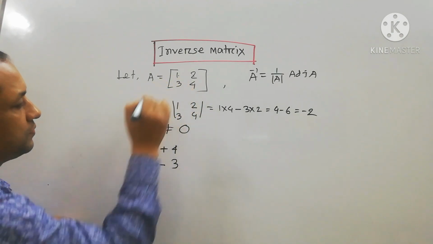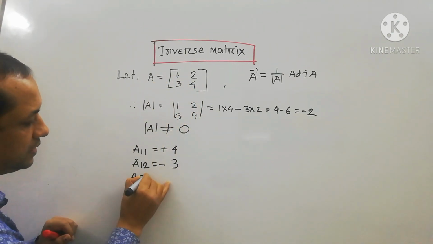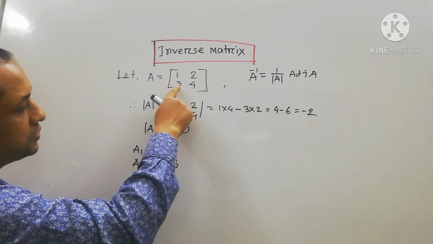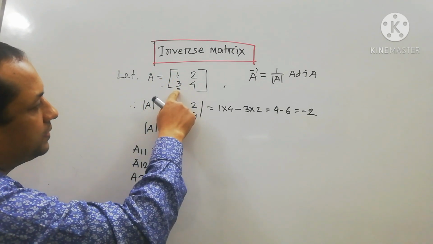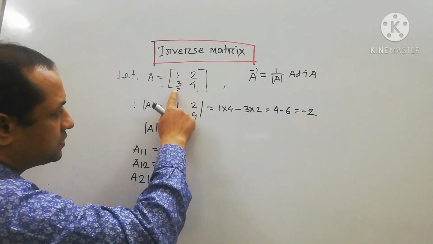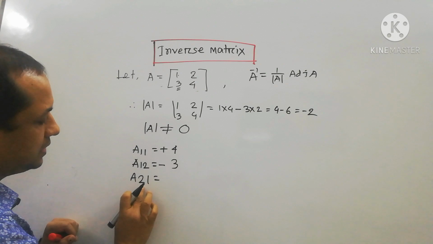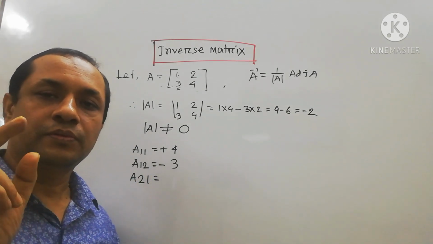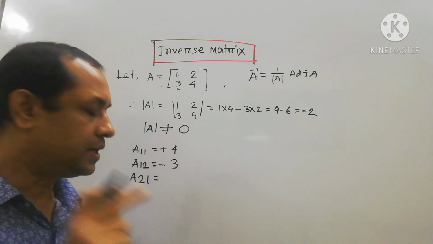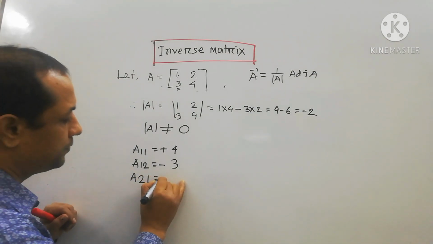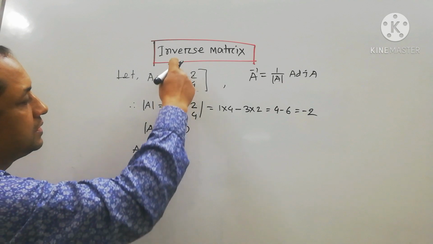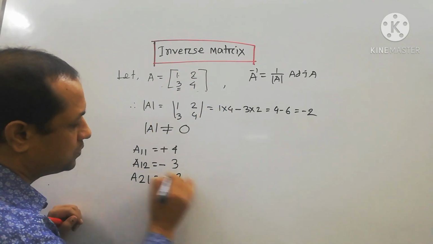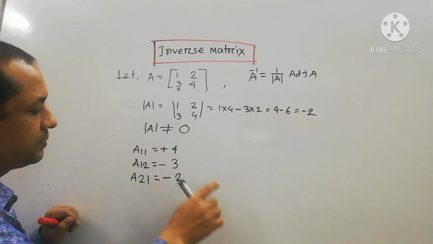Similarly, the cofactor of 3 is denoted by A21. Here A21 means the position of 3 is second row and first column. The sum of number of row and number of column is an odd number, so here it is negative. First column and second row are cancelled, so the minor is 2. Now the cofactor is minus 2.